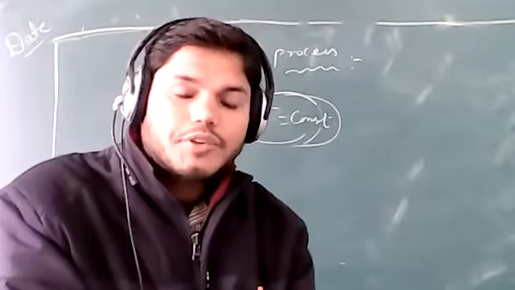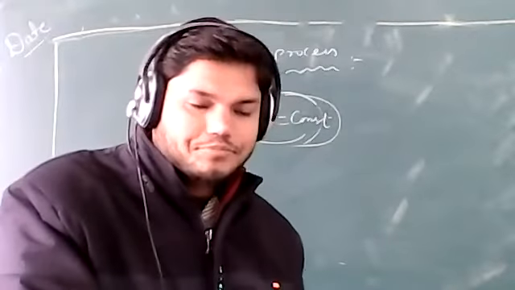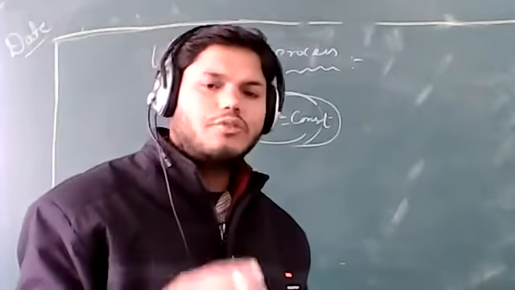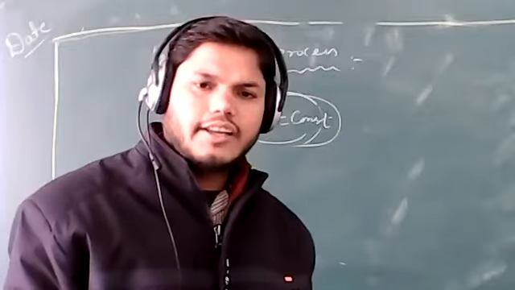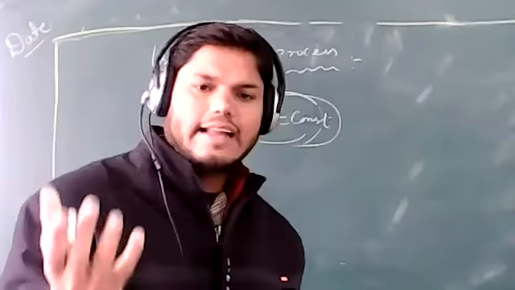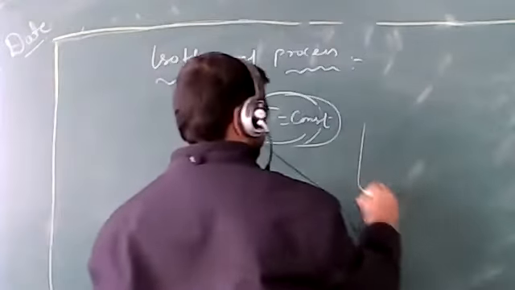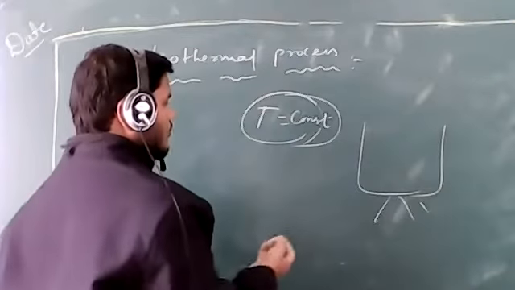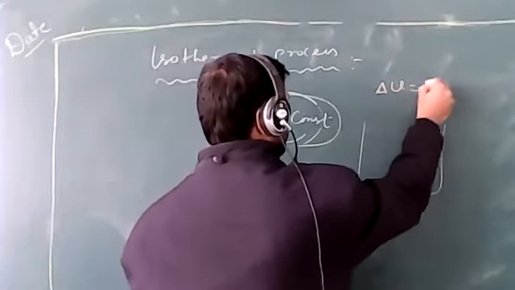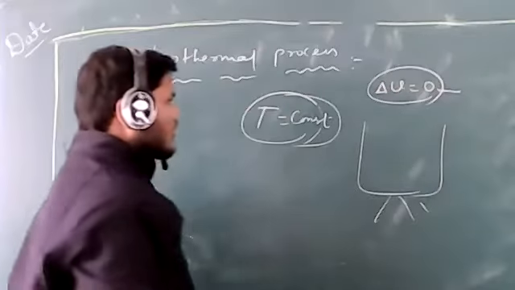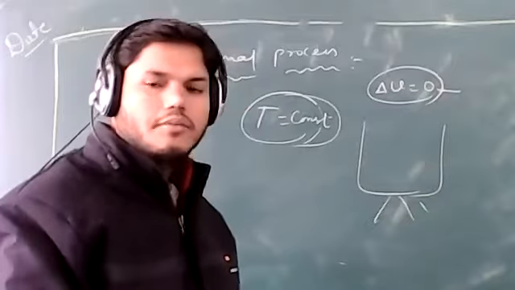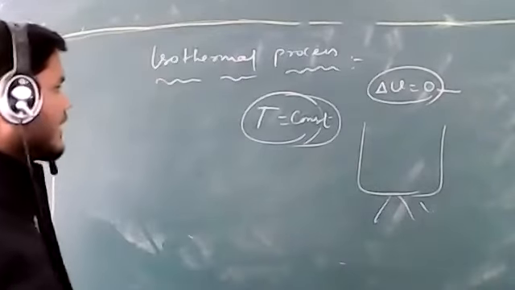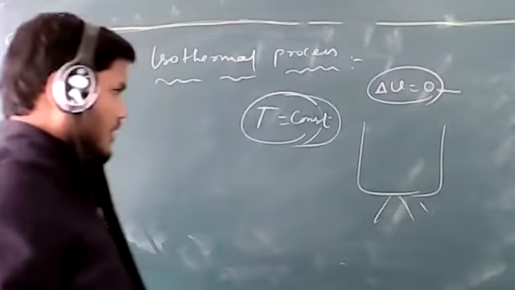If the temperature does not rise, then what will happen? There will be no change in internal energy. Whatever internal energy the body has will remain constant. Even if you are supplying heat, but the temperature inside the system is not rising, then the change in internal energy equals 0. So delta U equals 0 in this process.